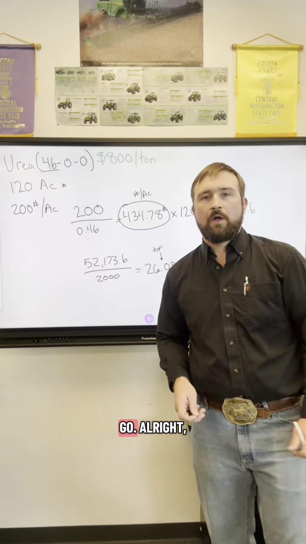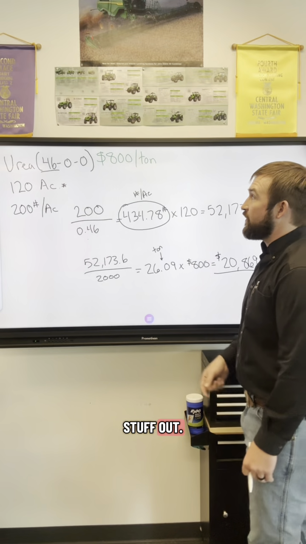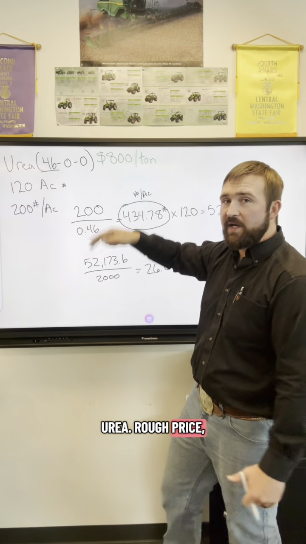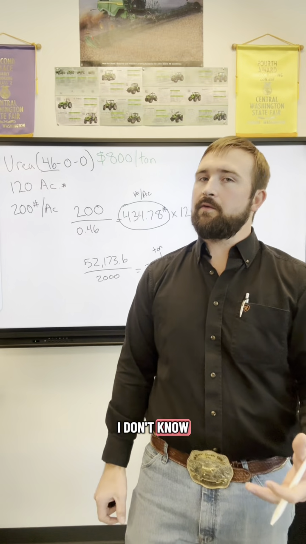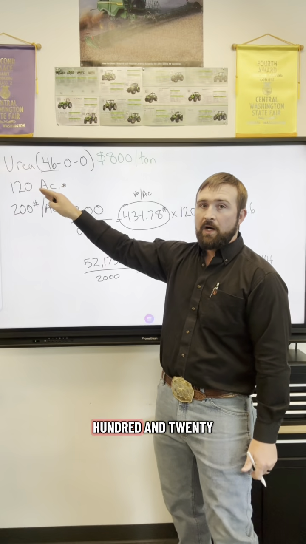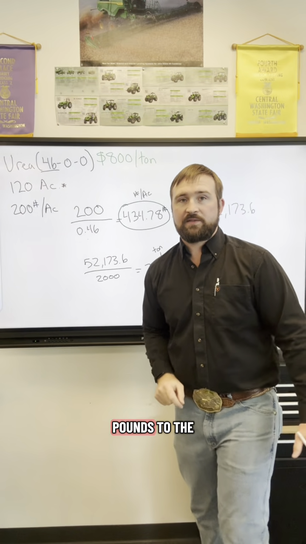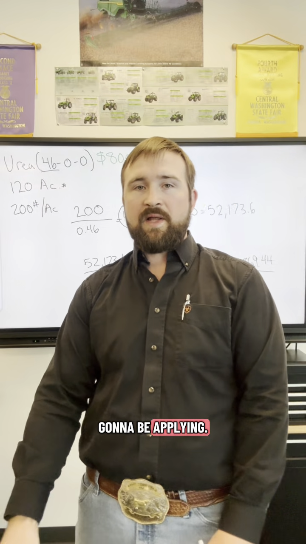All right, so I've got all of my math up here so that you guys didn't have to sit and watch me write all of this stuff out. I'm using urea. Rough price, we're going to go about $800 a ton. I don't know the current price of it right now, but we're going to use that for example purposes. 120 acre field is what we're going to be utilizing it on, at 200 pounds to the acre for nitrogen. That's what we're going to be applying, that's our goal.